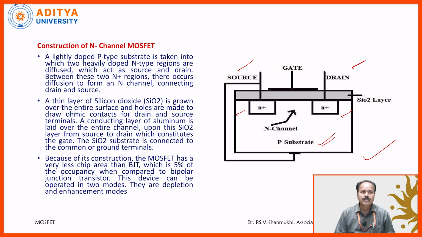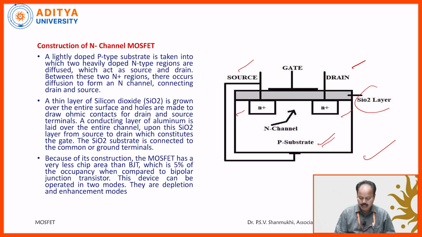Now these n plus regions diffuse to form an N channel connecting the drain and the source. In between these two n plus regions, they act as connectors, meaning from source to drain some current flows because of these heavily doped n-type semiconductors. Later, a thin layer of silicon dioxide is grown over the entire surface, and holes are made to draw ohmic contacts for the drain and source terminals.